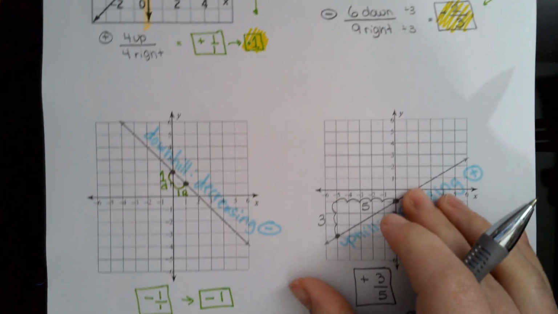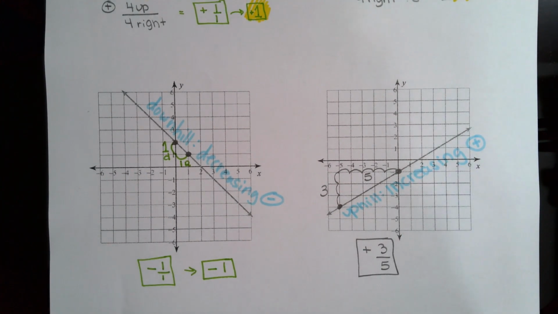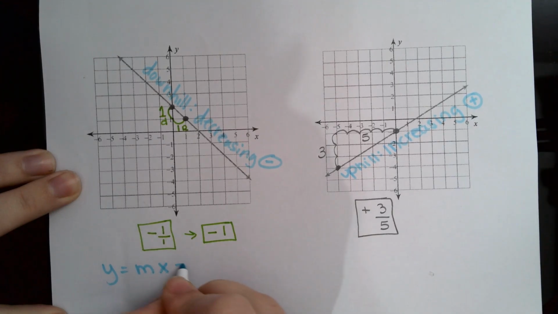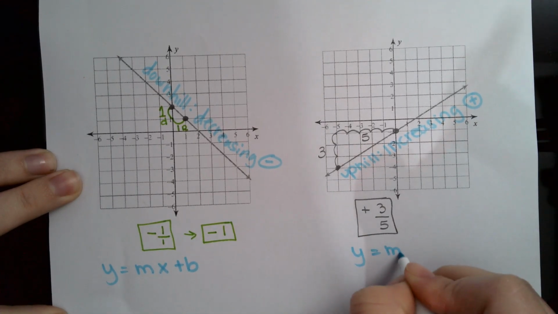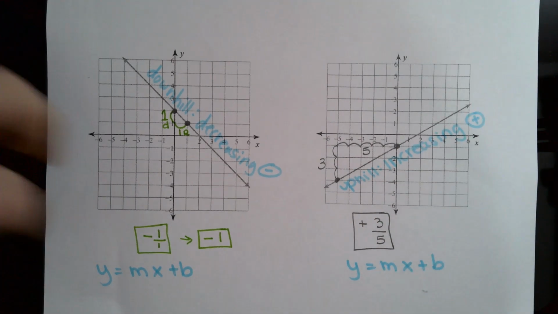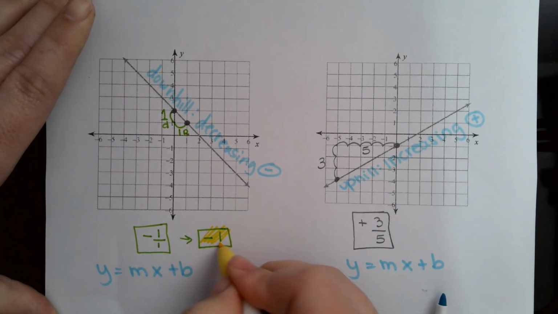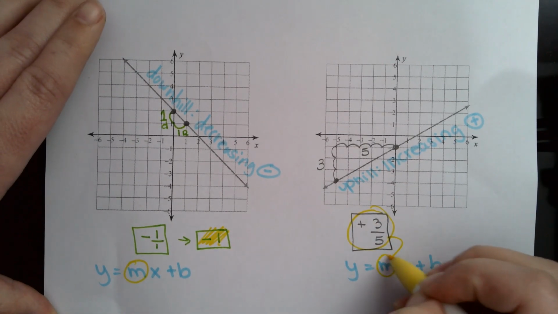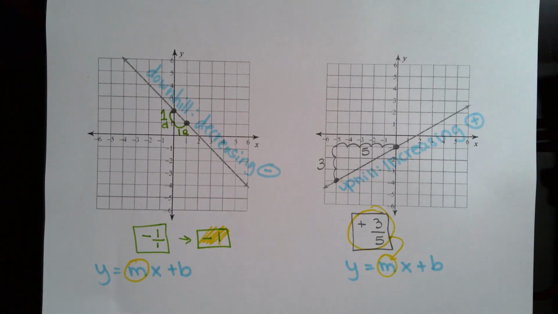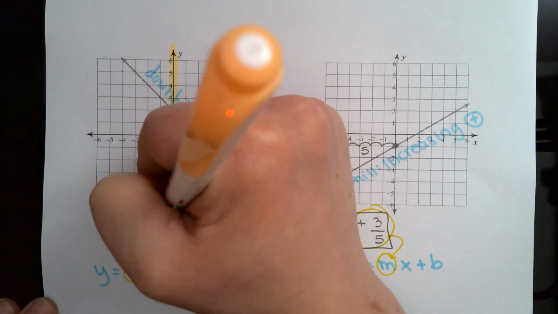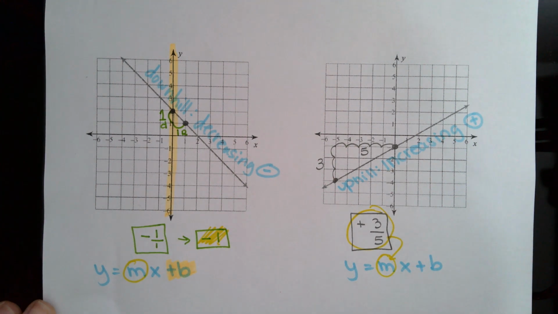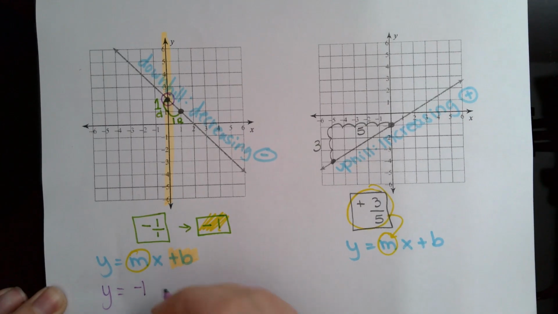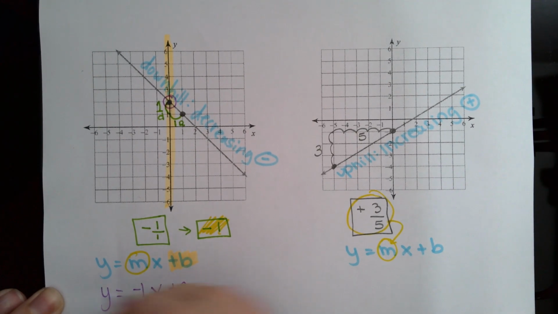Okay, 2 more. Again, what do we want? We want an equation. y equals mx plus b. We already solved for slope. This is our slope. And this is our slope. But what we need is our y-intercept. So we are going to find the number on the y-axis. So this number is 2. So we have y equals negative 1x, positive 2.